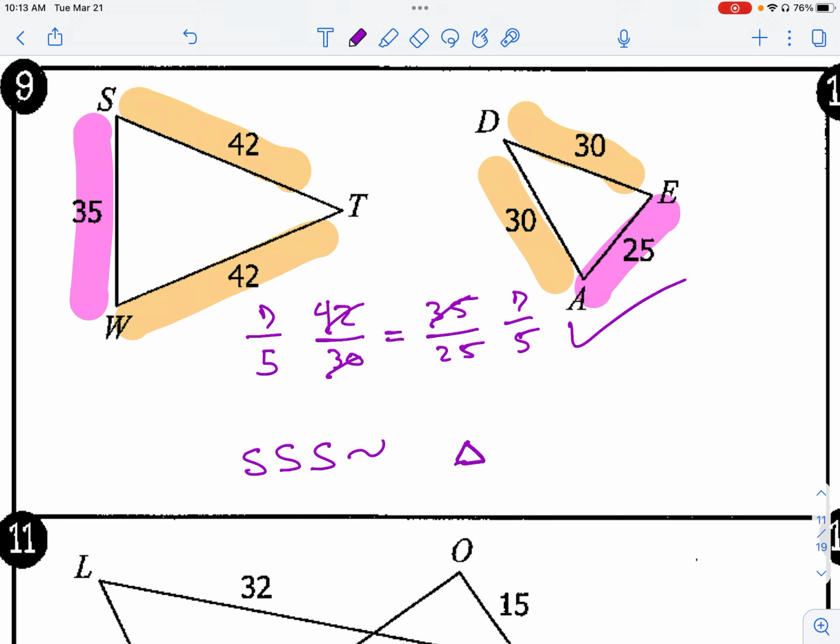Let's write our congruence statement. So let's start at the top, go to W, then S, and then we'll do the same thing. We'll start at the top, D, E, A.